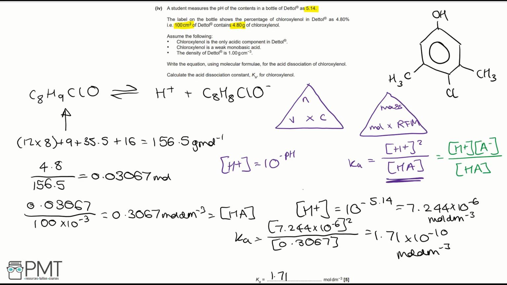So to get the marks for this question, you get a mark for correctly writing your equation for the dissociation of chloroxylenol. You get a mark for working out the relative formula mass of chloroxylenol correctly, so 156.5. You get a mark for working out the concentration of HA, so 0.3067 moles per decimetre cubed. You get a mark for working out the concentration of H plus correctly, 7.244 times 10 to the negative 6. And then you get a mark for working out Ka correctly, so 1.71 times 10 to the negative 10.